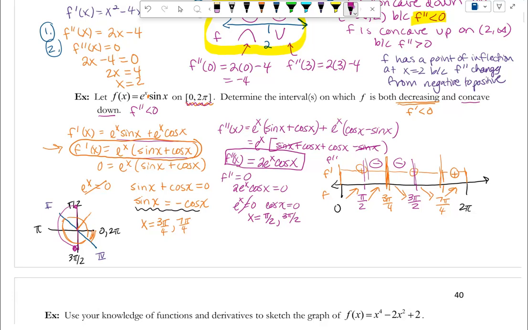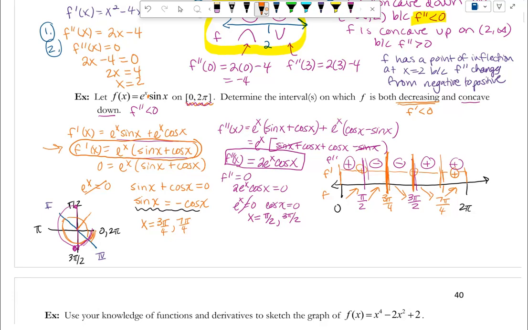And then on the other side of 3 pi over 2, we should still check. So from 3 pi over 2 all the way till we get to 2 pi, my second derivative is going to be positive there because cosine is positive in quadrants 1 and 4. So I have a positive and a positive. And even though we didn't check, our second derivative would have been positive back there as well. So if I look for the places where both f prime and my second derivative are negative, that's really only happening here on this interval from 3 pi over 4 to 3 pi over 2.